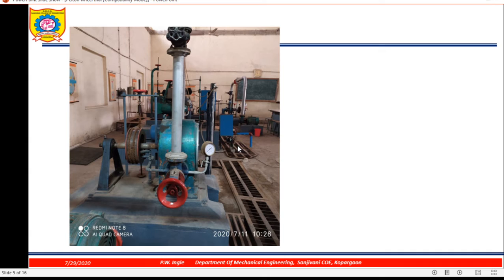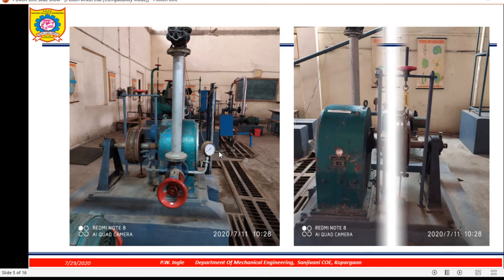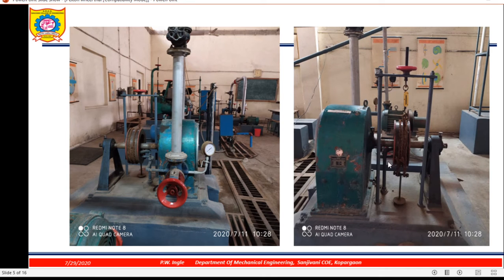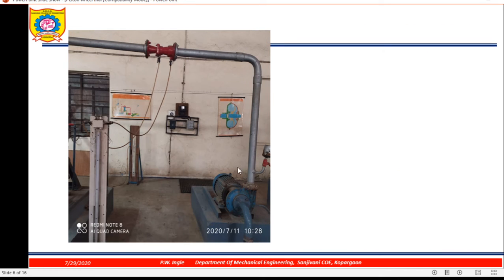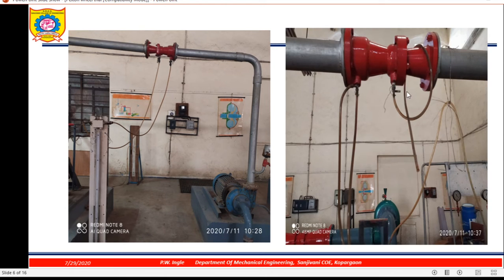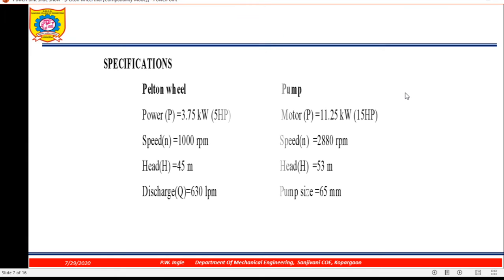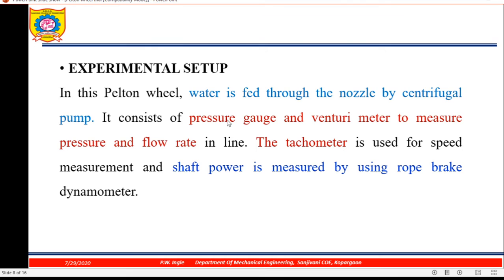between the throat portion and pipe portion of the venturimeter. This is the rope brake type of dynamometer. Here you are applying weight, and this is the spring balance reading. And this is the hand wheel. This is the pressure gauge. Again you can see the rope brake type of dynamometer. Now this is the centrifugal pump which is used to supply the water, and this is the venturimeter. Now these are the specifications of the Pelton wheel and pump.